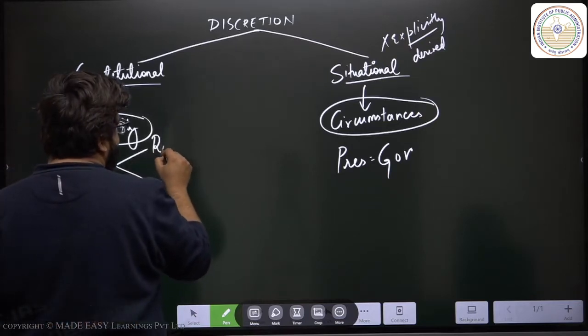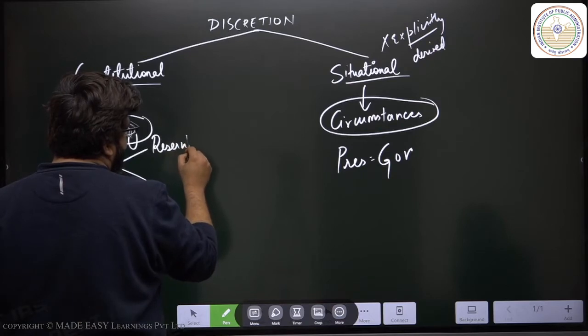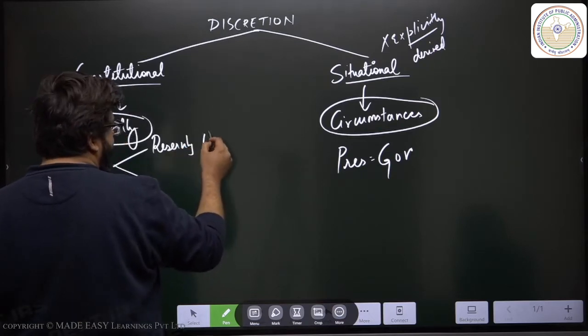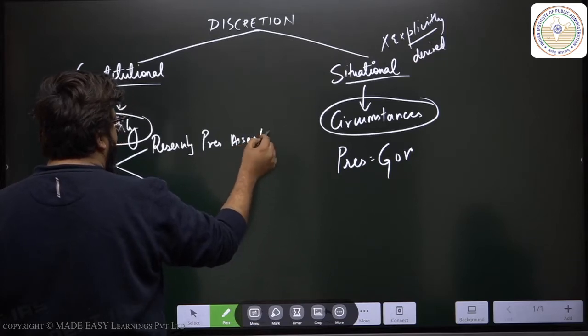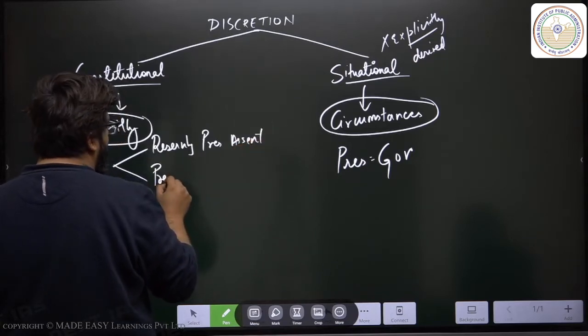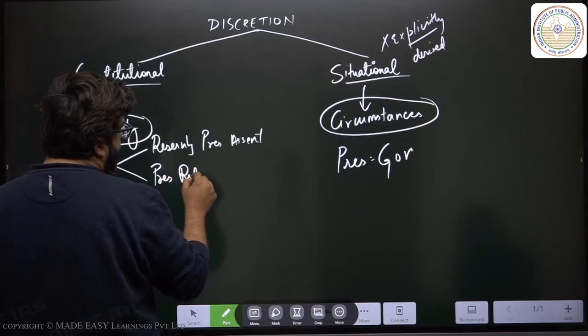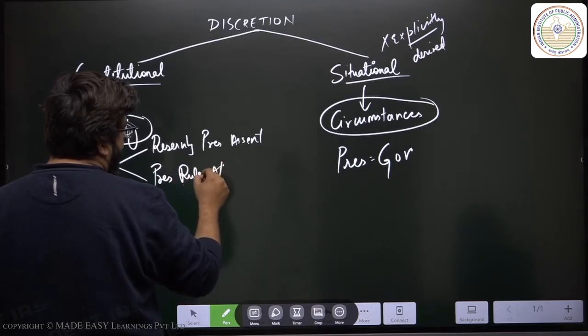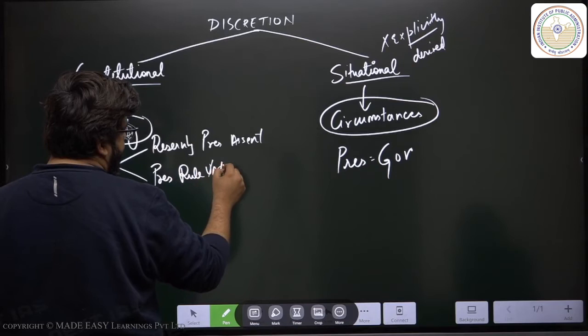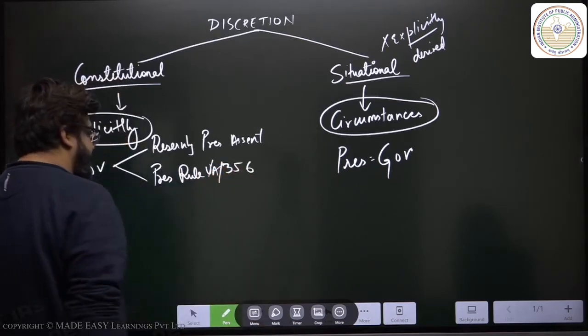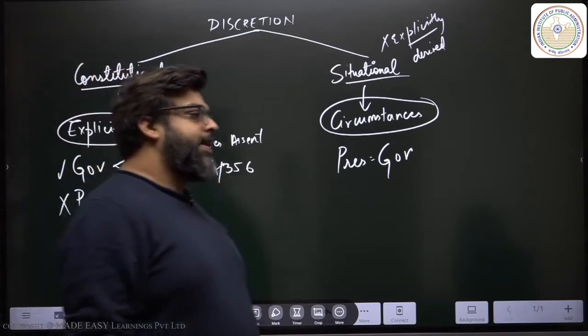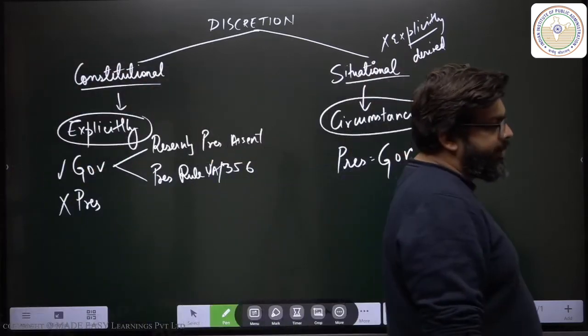And the governor gets these powers primarily in two forms. One, for reserving the kind of bill that they want for presidential assent, and second, recommending a presidential rule under Article 356. Okay, this is basically presidential proclamation.